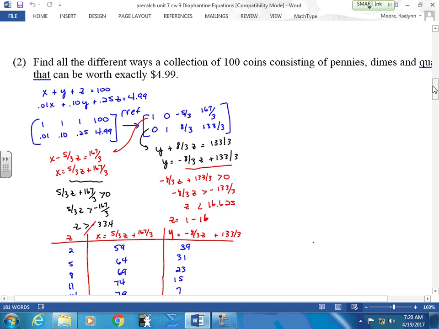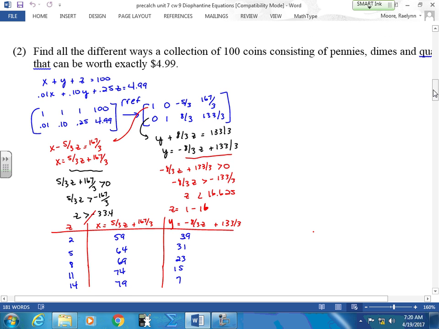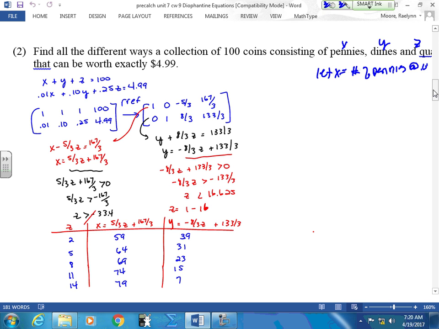The word problems work really nicely with this. Find all the different ways a collection of 100 coins consisting of pennies, dimes, and quarters. There's your x, y, and z. So it should say, let x equal the number of pennies at 1 cent. Let y equal the number of dimes at 10 cents. And z equal the number of quarters at 25 cents. Just put a let statement.